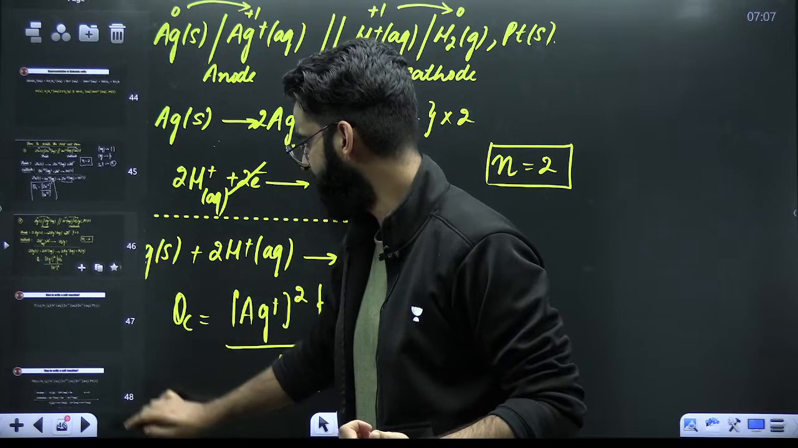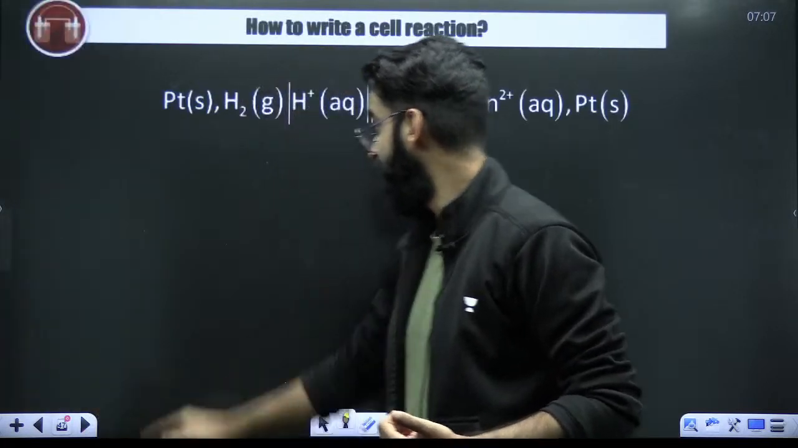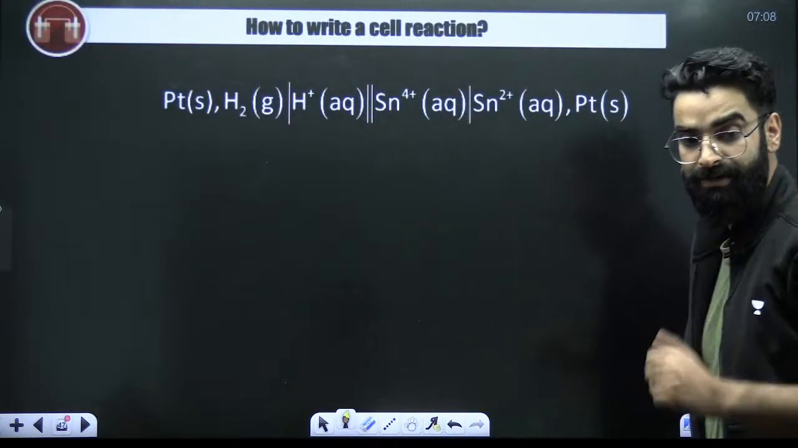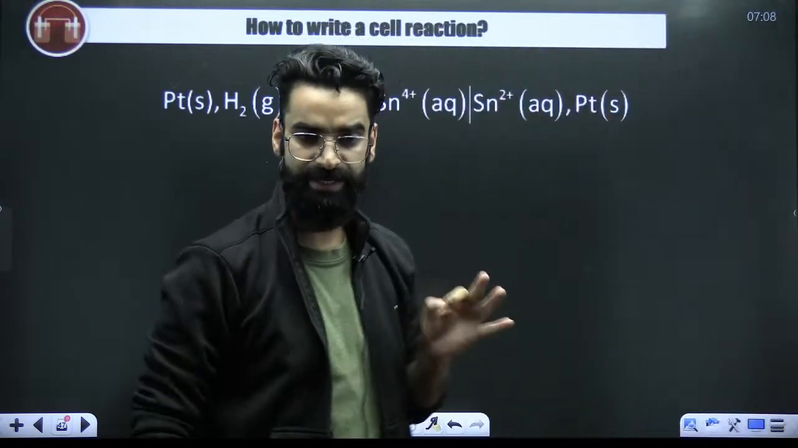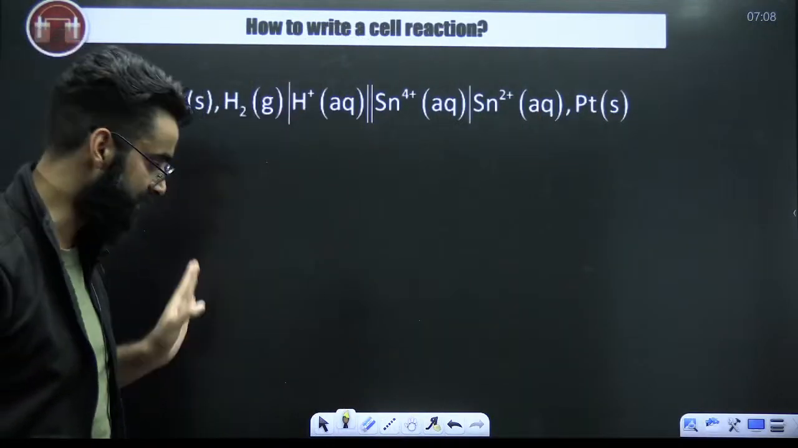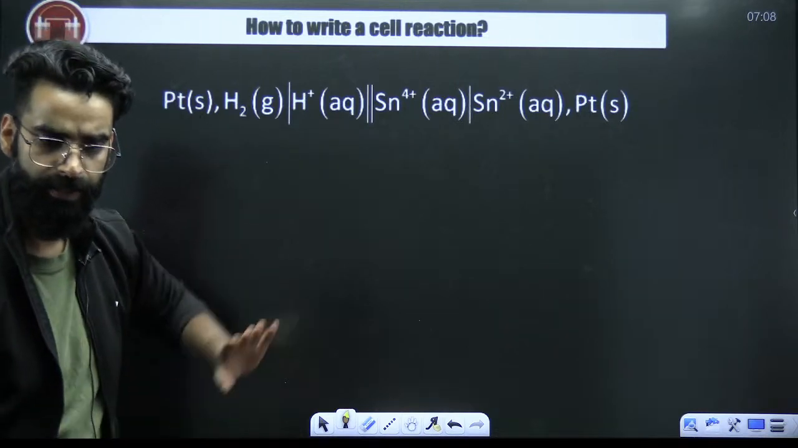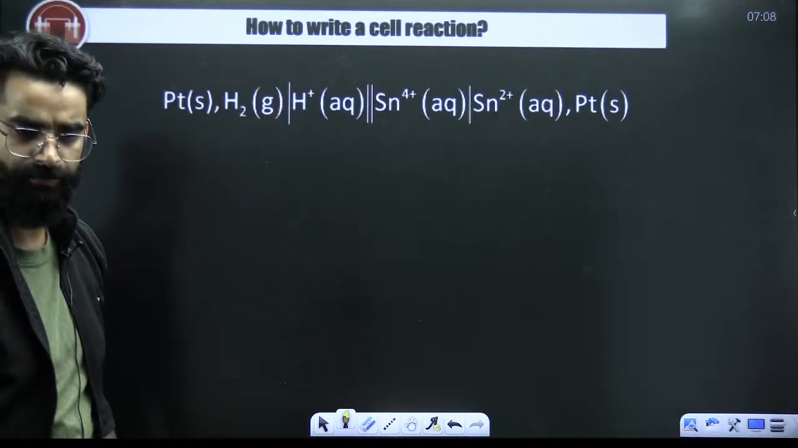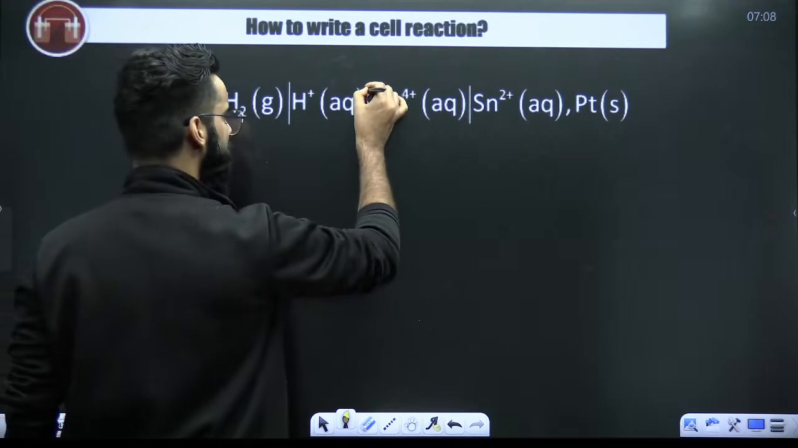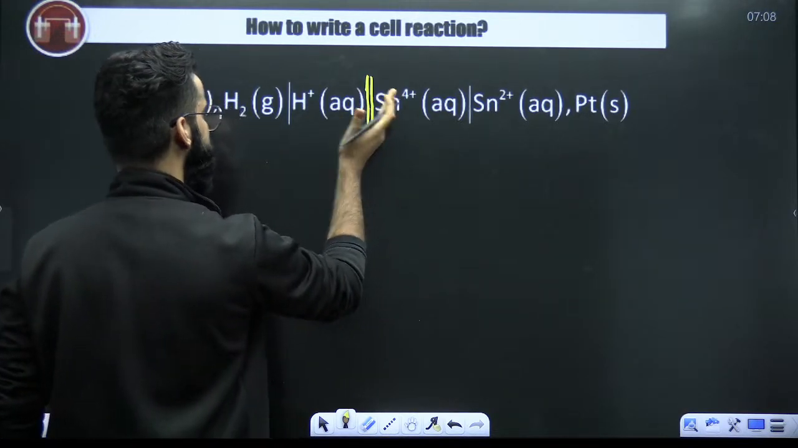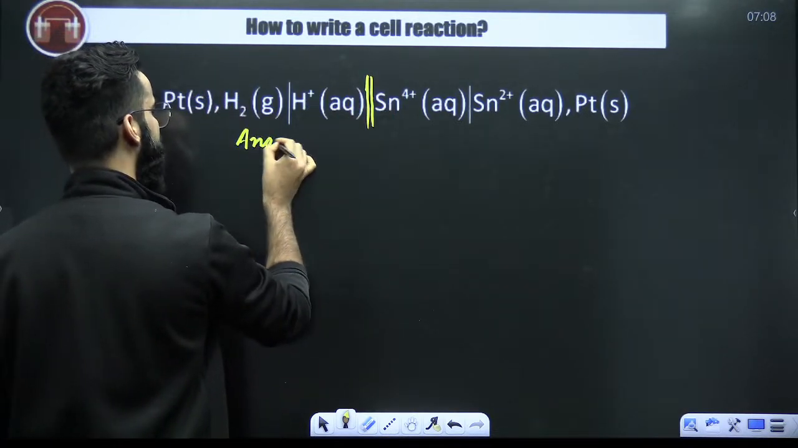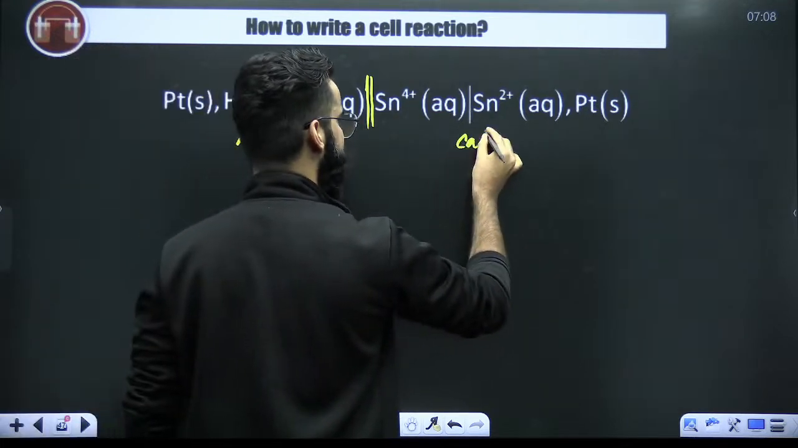Clear, people? Perfect. For example, this is the cell that's given to me. Try to write all the parameters related to this particular cell. Whatever I have taught you till now, utilize all the concepts and try it out. See, guys. These two lines, they are representing the salt bridge. On the left side, you always write anode. On the right side, you always write cathode.